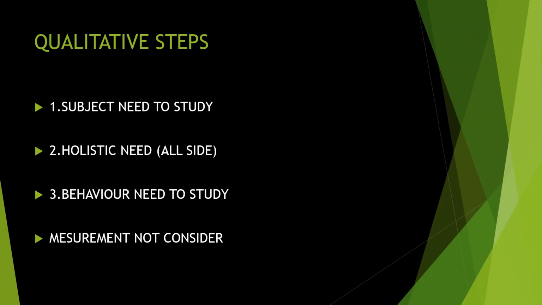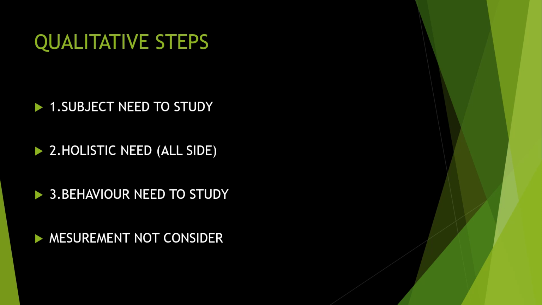Then the steps of qualitative research. The first is the subject you need to study. You have to study what you are going to study. For example, if you had to study the behavior of 10th standard students and the behavior of 5th standard students, taking such a comparison, you have to decide what pattern you have to study. The subject you are going to study, you must have correct knowledge of it.